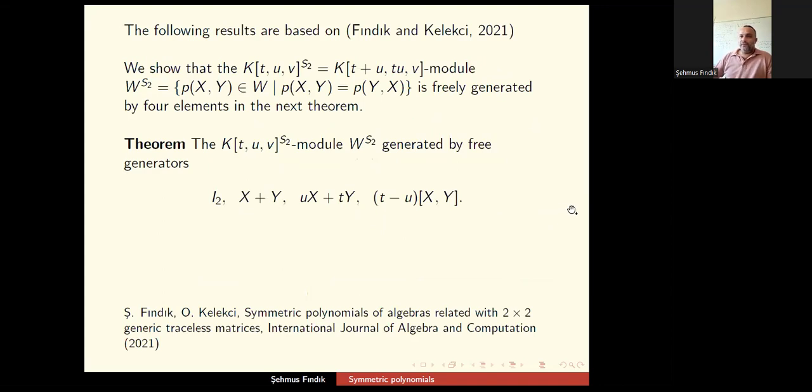So here we have the first one. Okay, W to the S2, which is the symmetric polynomials of W. So it is going to be defined in the following. Because in S2 you have only one non-trivial element, the transposition (1, 2), you have the changes of these two generators. So this is freely generated by these 4 elements. This is the first result.